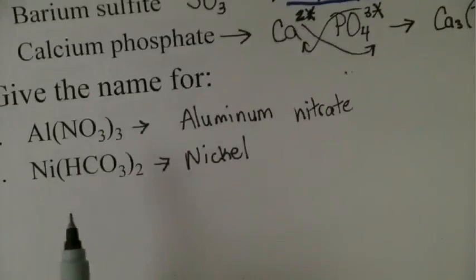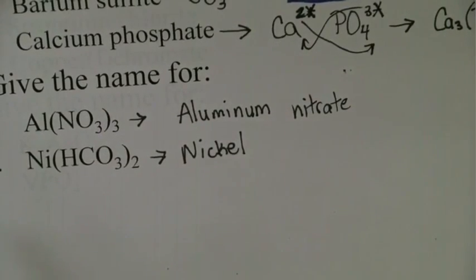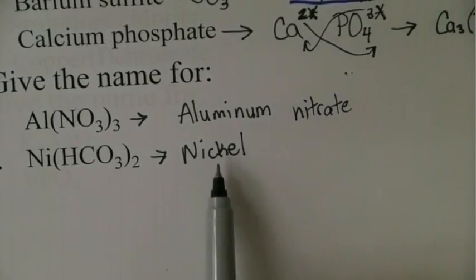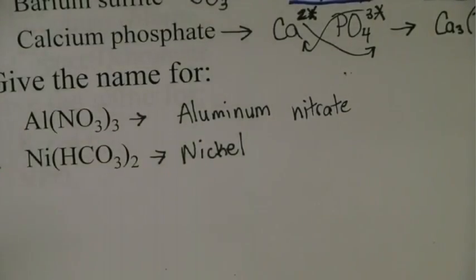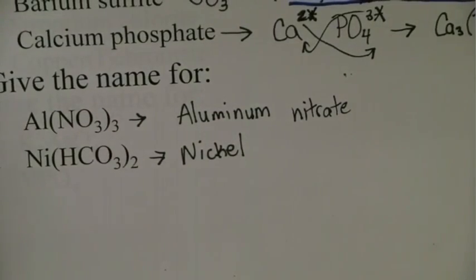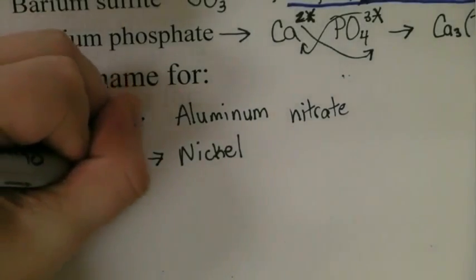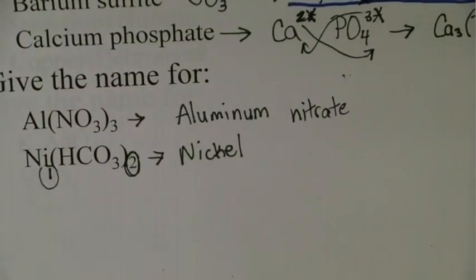It is your job to figure out which one that was, just like it was your job before when there were only monatomic ions. It's your job to figure it out when it's polyatomic as well. So nickel, we know it's nickel, but we can't just say nickel because we need to describe whether it had a +2 or a +3 charge before it was crossed. So how do we do that? This should not be new. We know that this 2 right here was crossed over from the nickel, and this 1 that we don't write was crossed over from the HCO3.